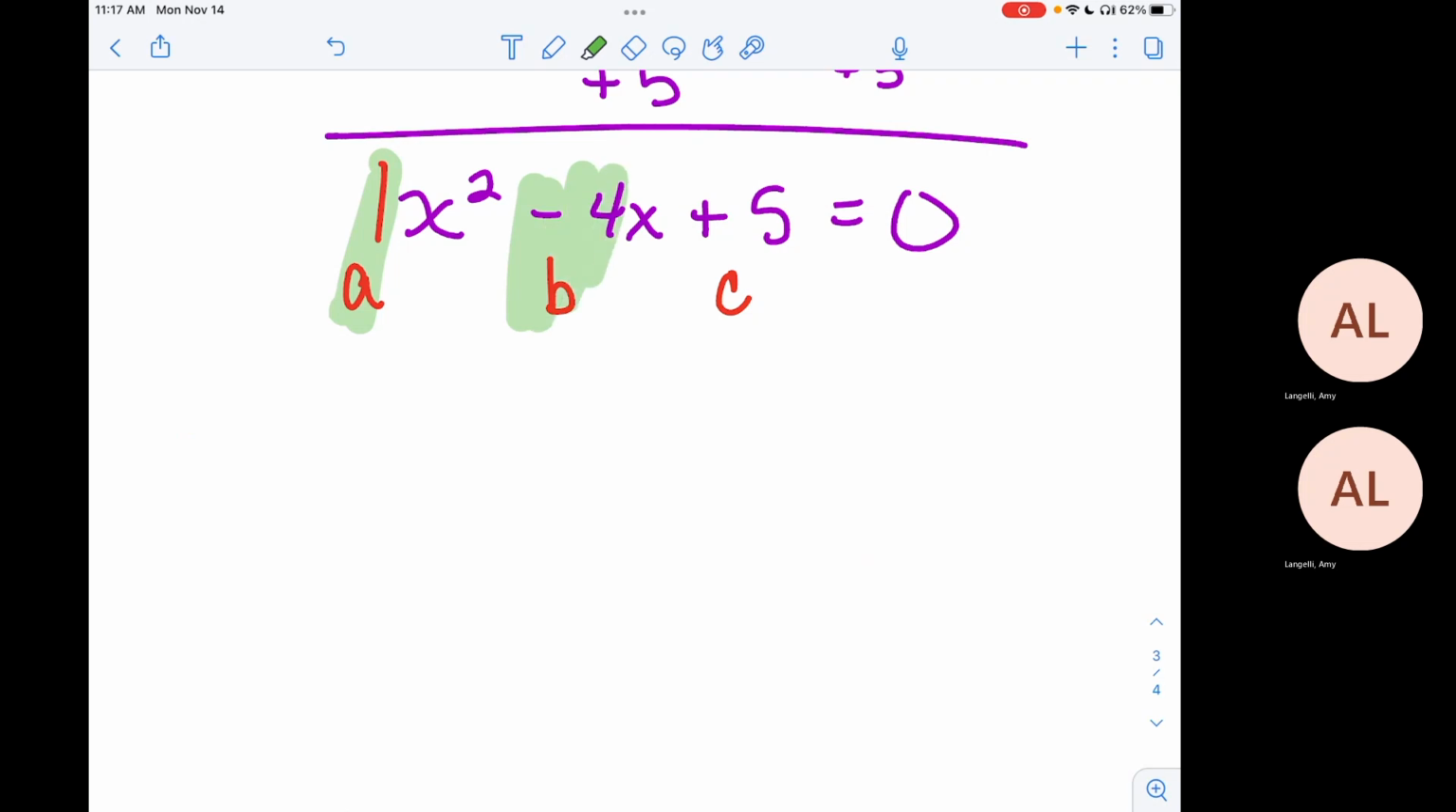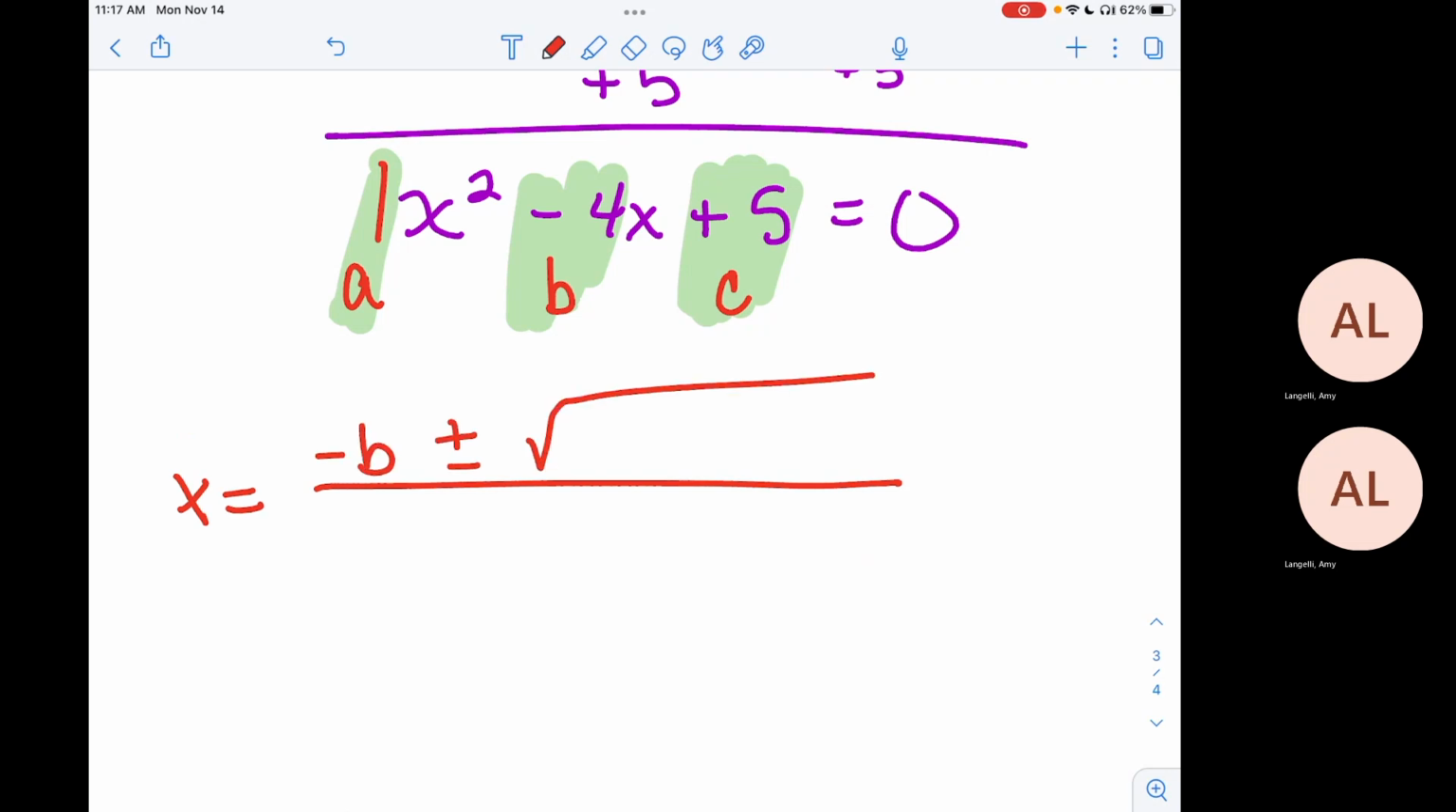So I'll do A, B, and C. A, B, and C. And big fraction bar, x equals opposite B plus or minus square root B squared. Oh no, I'll need parentheses. 4AC, 2A. If some of you did not get -4 in the previous problem, I would like to suggest that maybe you forgot your parentheses around your -6.